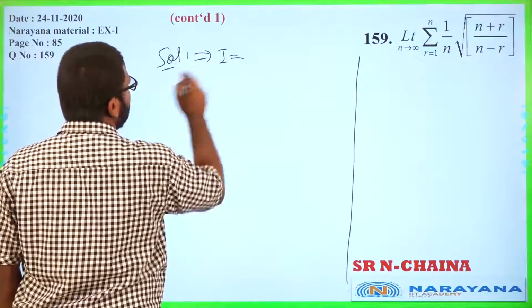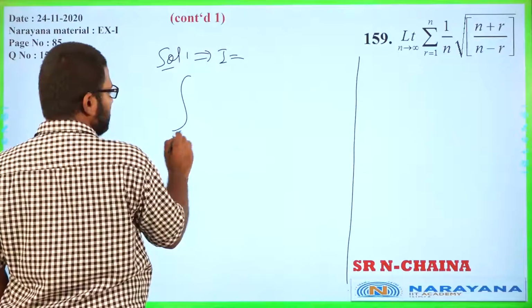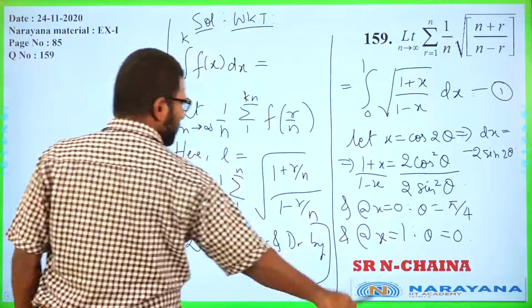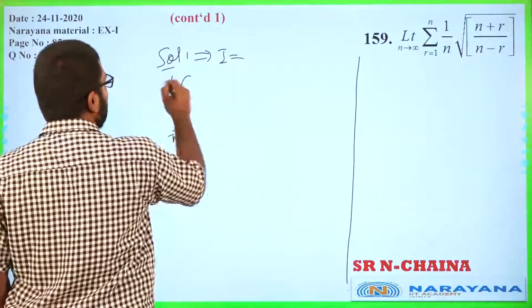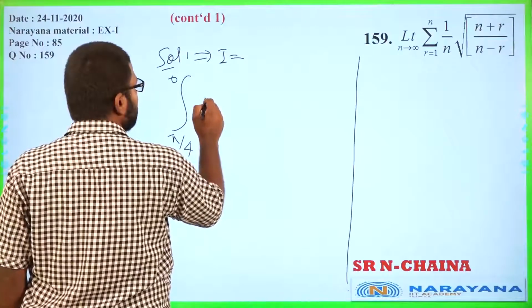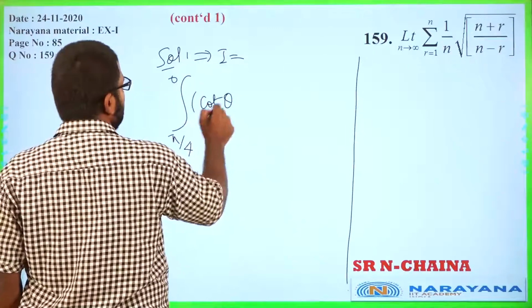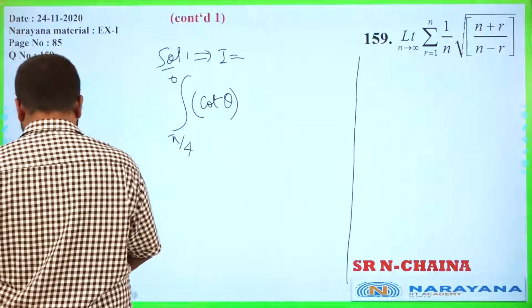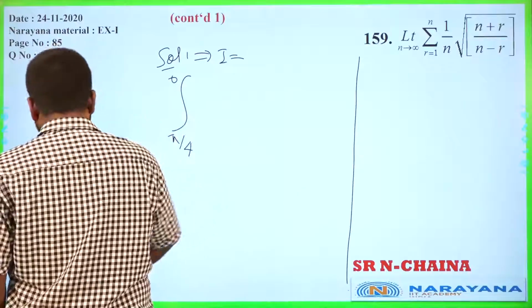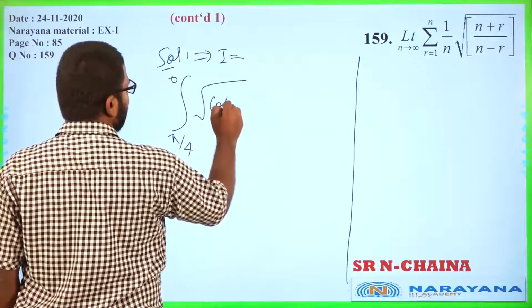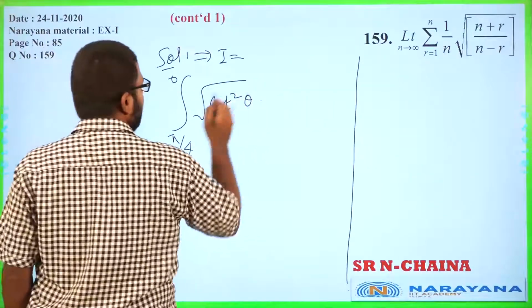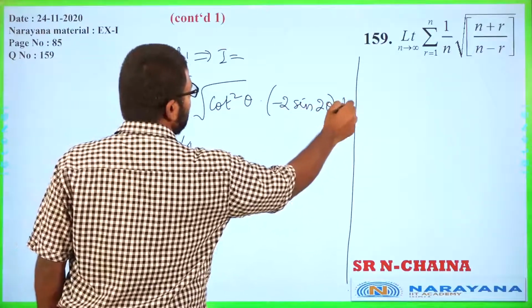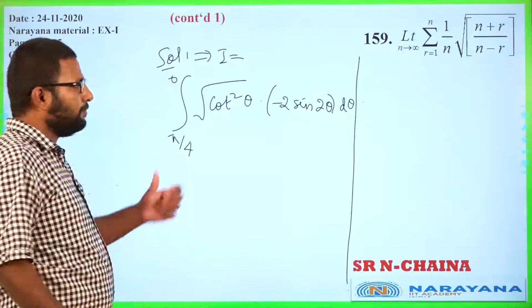Which means I is equal to integral, the lower limit was pi by 4, you go and check. At x equal to 0, the lower limit was pi by 4, upper limit is 0. The square root becomes cot theta, right? Okay, and to be honest, when you put the square root, it becomes mod cot theta. So I suppose better to be careful here. Put root cot square theta, correct? Fine. Into, what is d theta? Minus 2 sin 2 theta d theta. Okay, so we have now managed to change it.